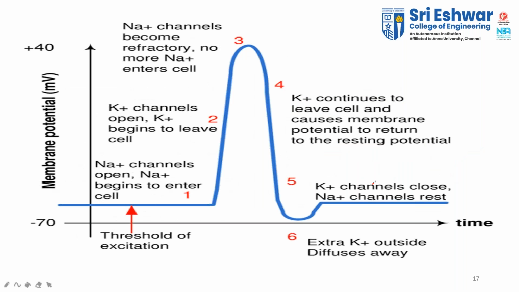Already I have told you, right? At the threshold of excitation, sodium channels open and sodium begins to enter the cell. Then potassium channels open and potassium begins to leave the cell. Sodium and potassium play a major role in ionic movement. Here the sodium channels become refractory, so no more sodium enters the cell. Potassium continues to leave the cell and causes the membrane potential to return to the resting potential. Here the K plus channels close and the Na plus channels reset.